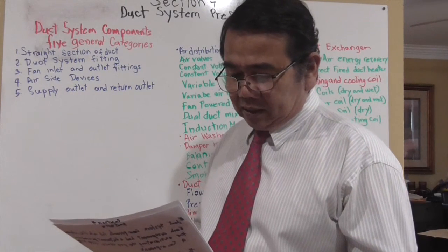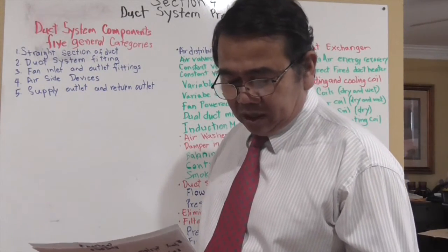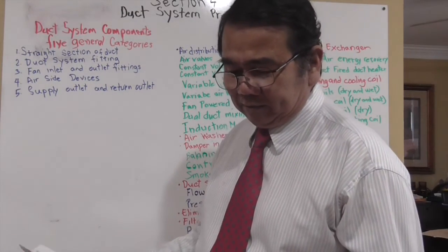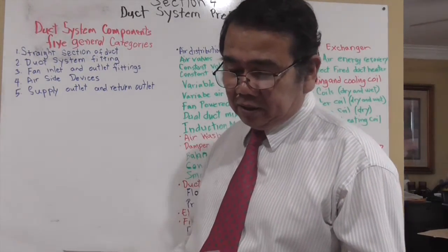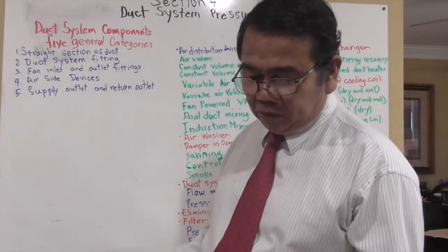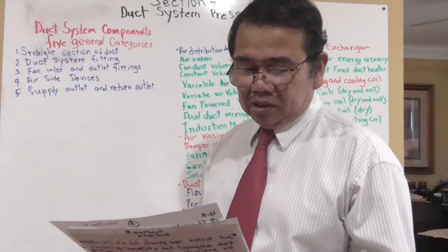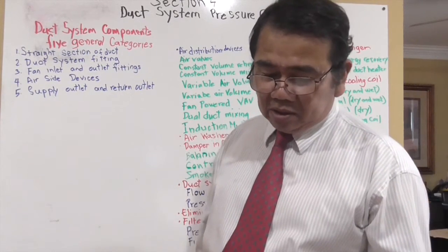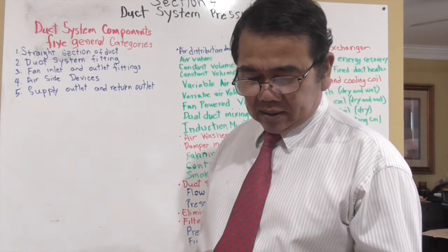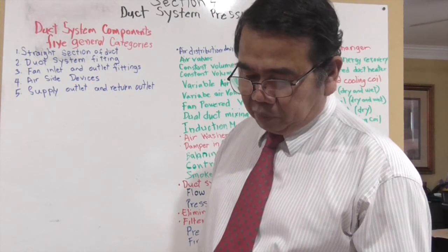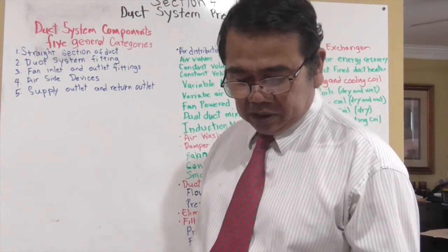Fittings have 2 subcategories. Okay, the fittings characterized by velocity change, and then the fittings characterized by no velocity change. For the fittings characterized by velocity changes, when the velocities at the entrance and exit of the fittings are not equal, some static pressure is converted to velocity pressure or vice versa.